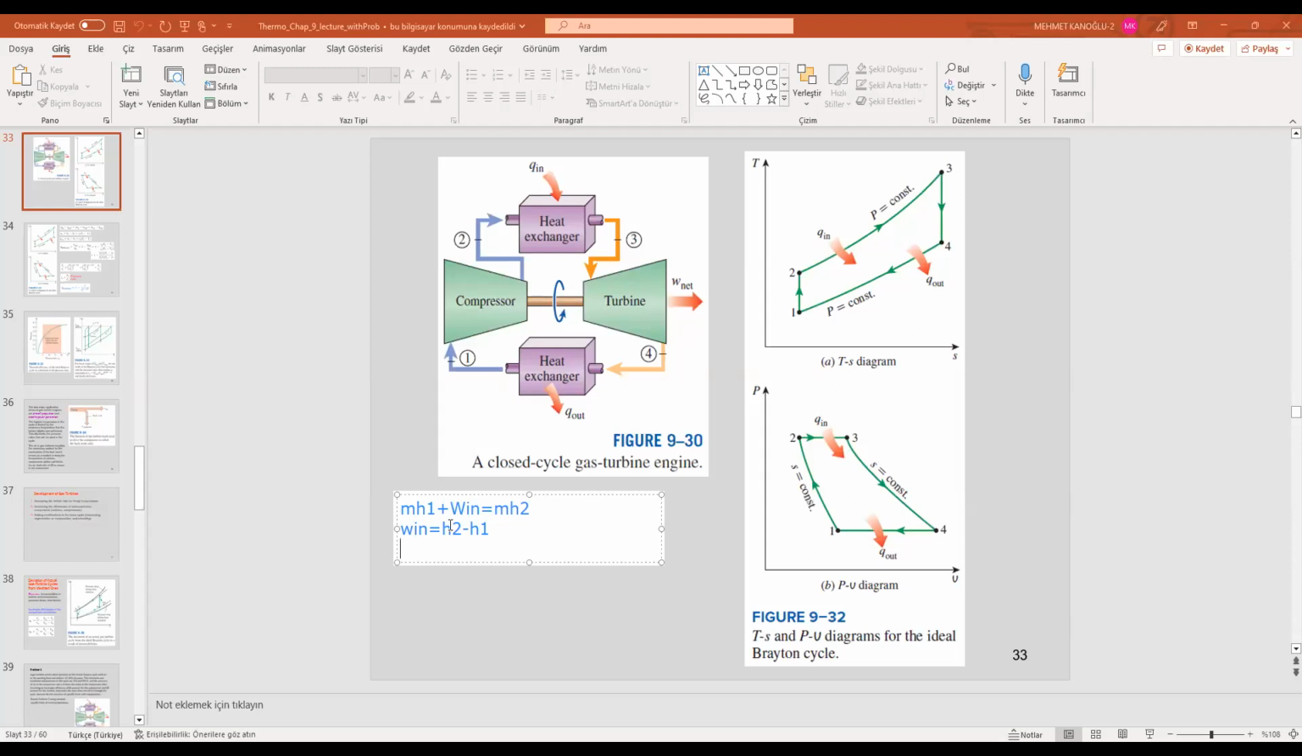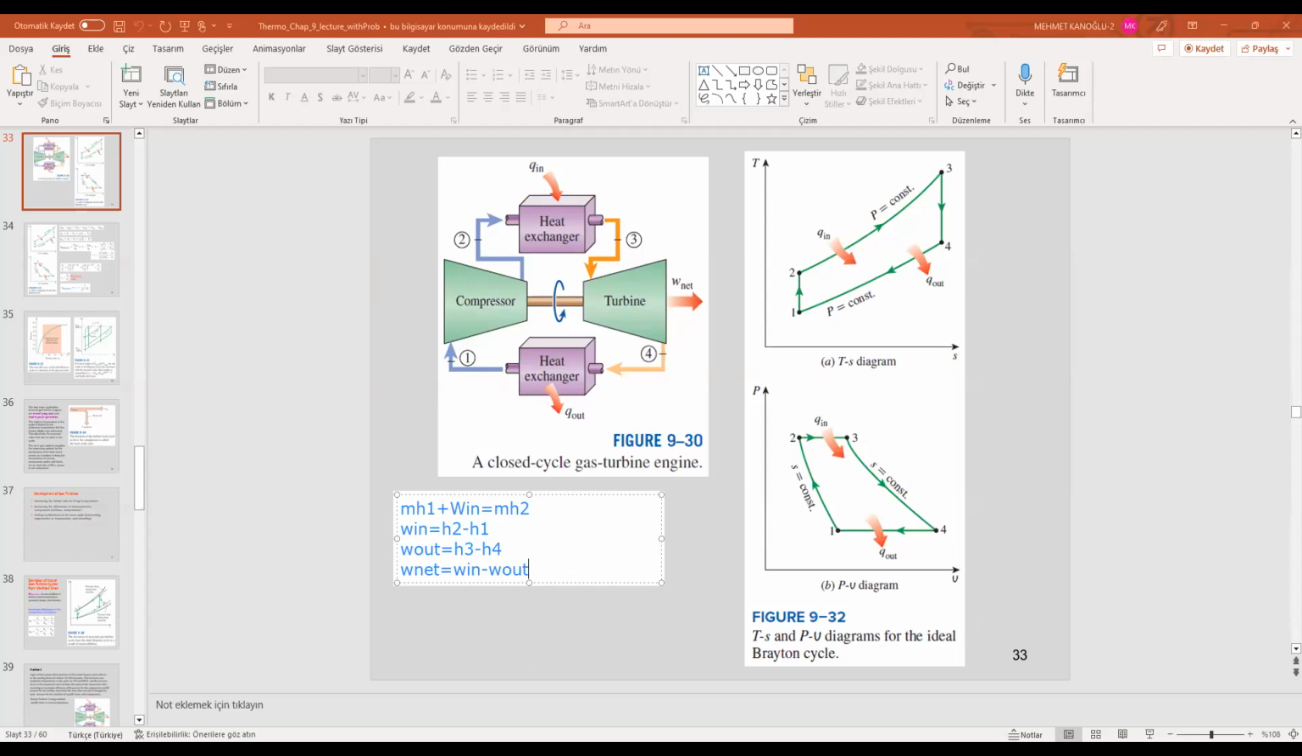And how about work output in the turbine? We use a similar energy balance. Work output in the turbine is equal to h3 minus h4, and W net is equal to W in minus W out. So these are the work relations for the compressor, the turbine, and the net work.